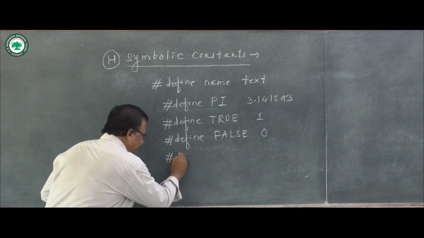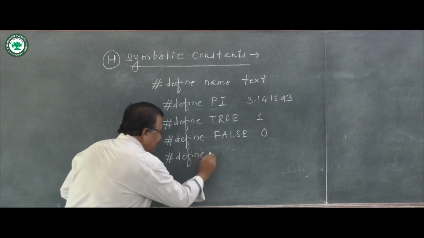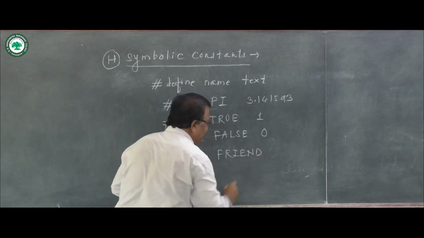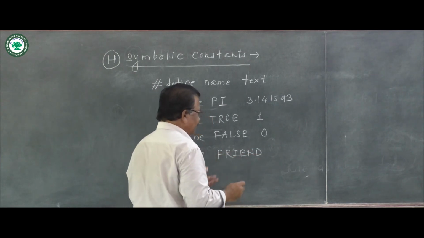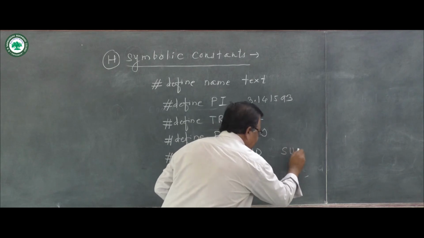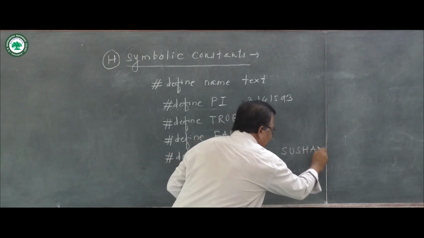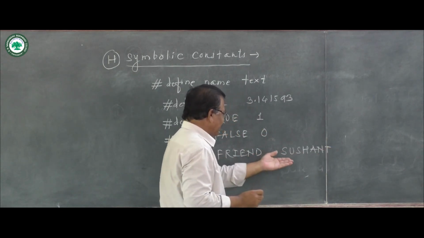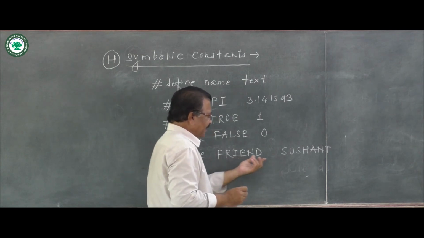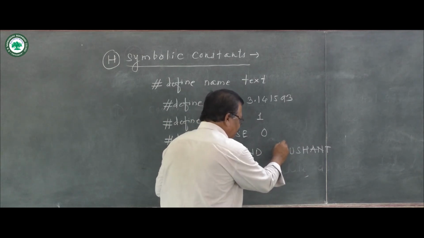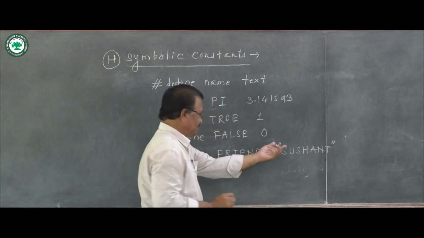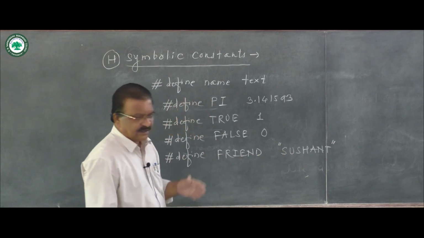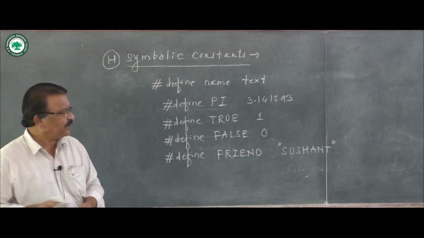Then hash define, here I am writing FRIEND, is a symbolic name, and the sequence of characters that substitutes for this name is Sushan. Remember, this is a variable. What I am assigning to this symbolic name is a variable, which is not true. Therefore, I must make this particular variable a string constant. Now this constant can be assigned to FRIEND. So these are examples of symbolic constants.